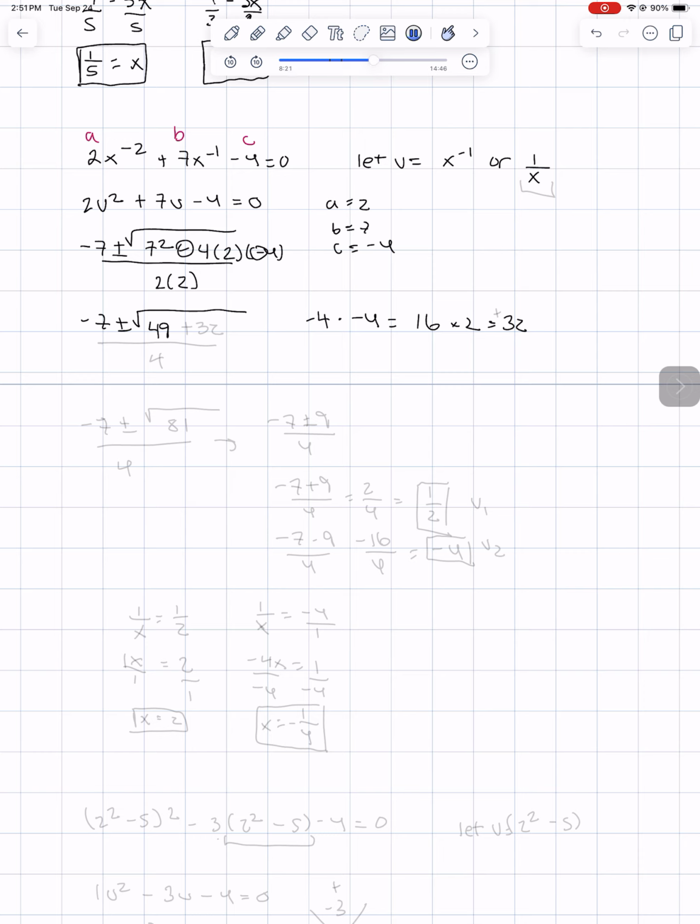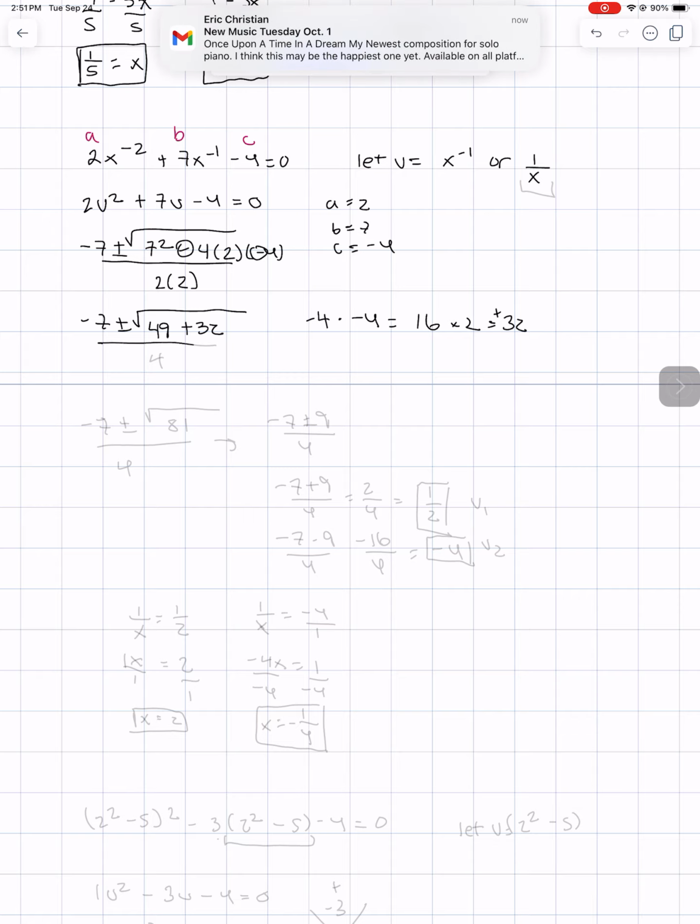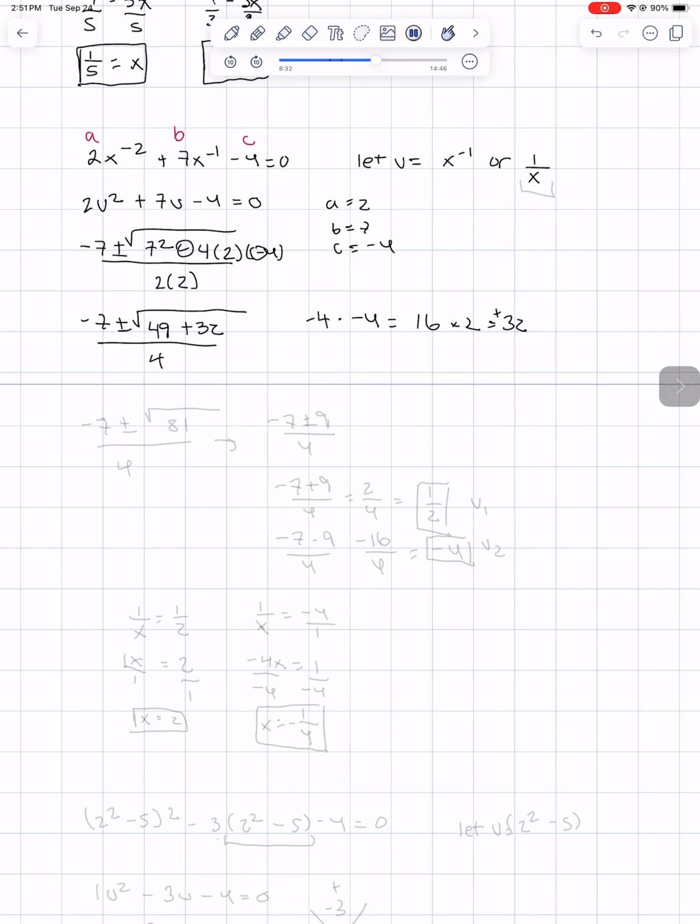So now we have it set up for this part. So it's a positive 32. And then 2 times 2 is 4. So now we add those together. 49 plus 32 is 81 over 4. Well, what's the square root of 81? We know that is 9. So then we use minus 7 plus 9 over 4 and minus 7 minus 9 over 4. What do we get?